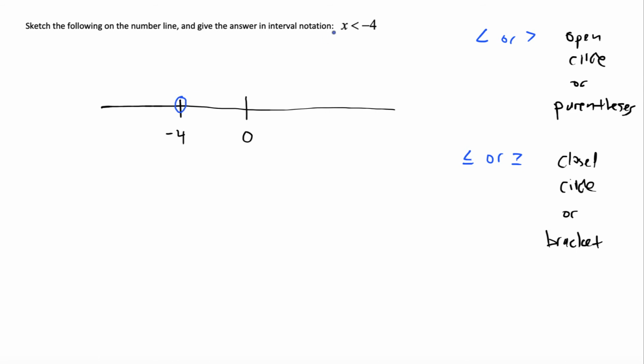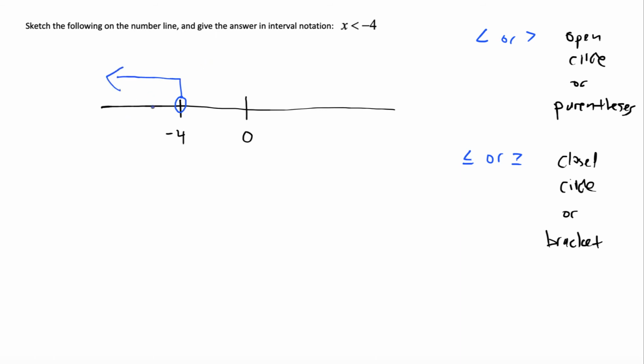But now which direction do we want to go? Well, it says x less than -4, so we want to denote all values of x that are less than -4. Well, what numbers are less than -4? That would be like -5, -6, -7, right? So in this case, we want to go to the left.